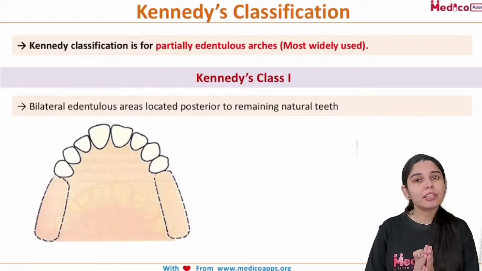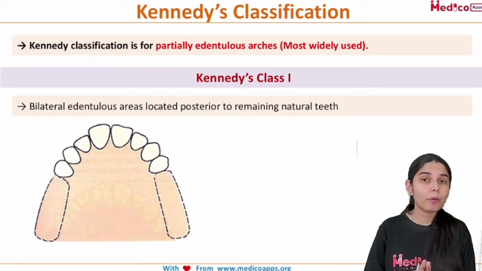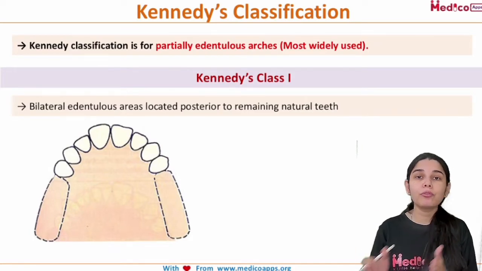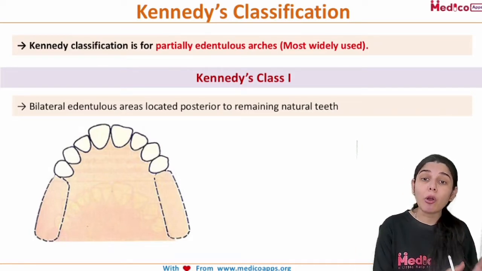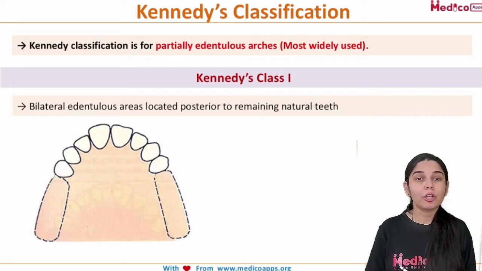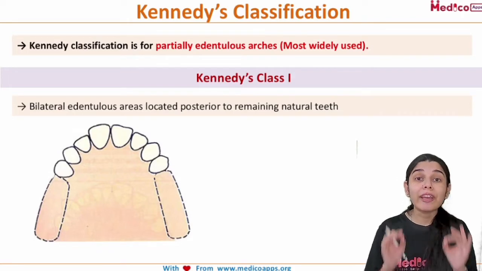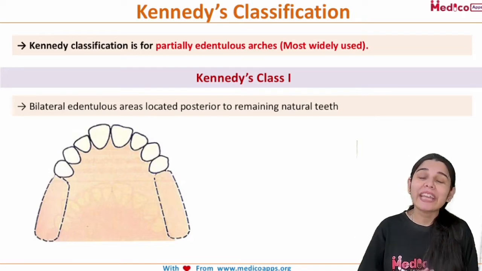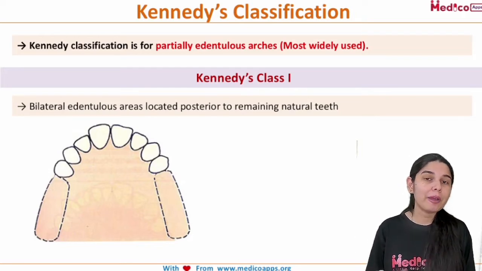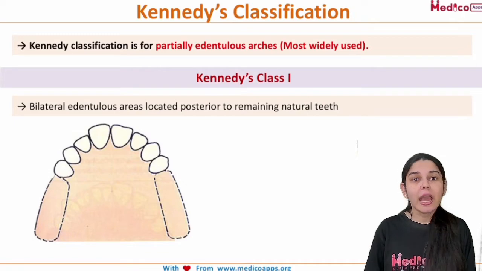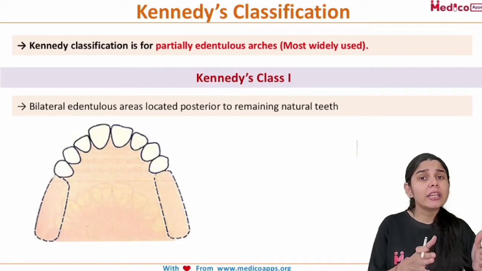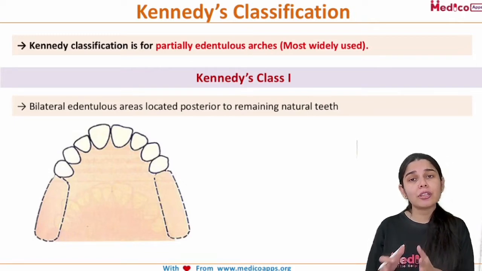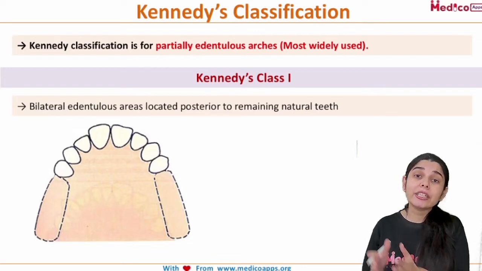Kennedy's classification is a very important topic from the MCQ point of view, from the viva point of view, and also from the theoretical point of view. You should know this when you are going to write an exam for prosthodontics. Kennedy's classification was proposed by Dr. Edward Kennedy, and it was based on the relationship of the edentulous arch to the adjacent abutment teeth.